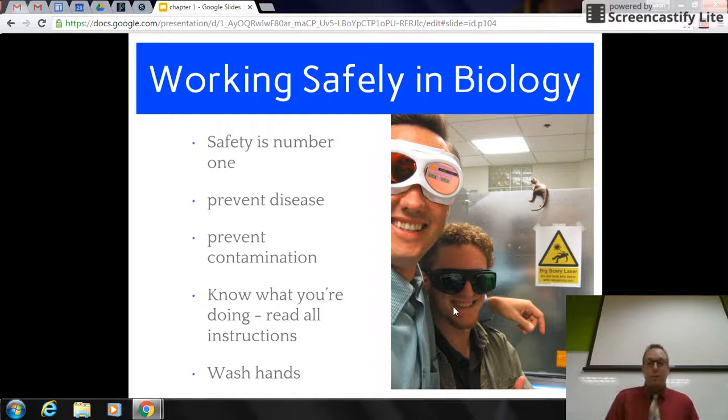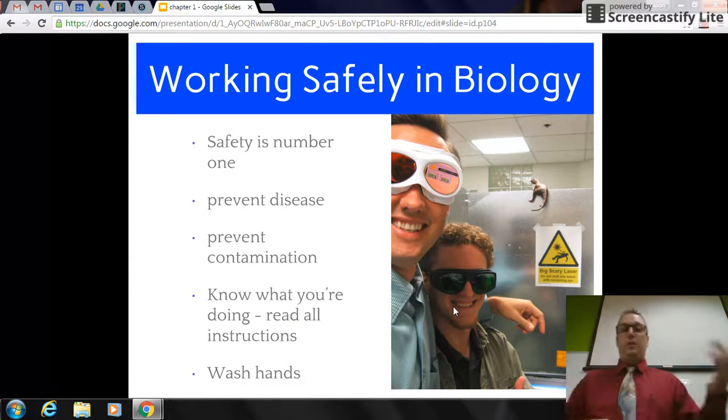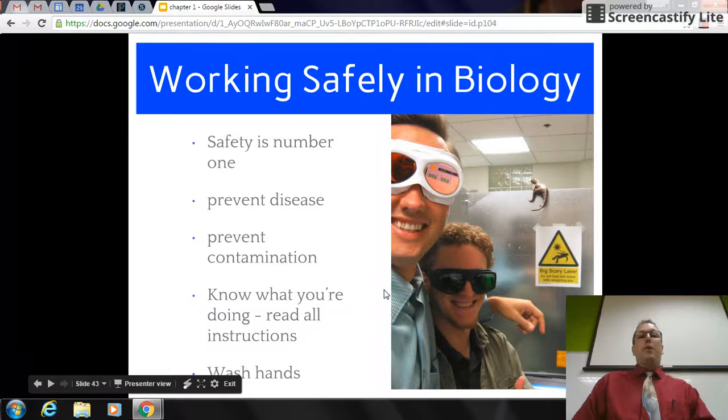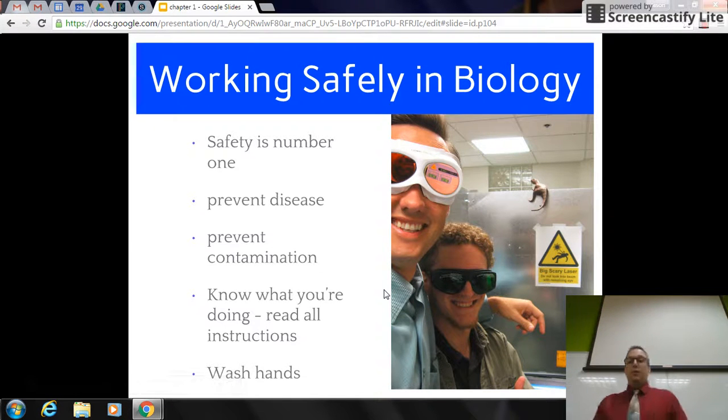Lastly, safety is always very important in a lab. Hey, safety is number one. You want to prevent diseases if you're working in a lab with some kind of microbe. You want to prevent contamination. If I'm trying to tell if somebody has a disease, I don't want to mix their samples up. I don't want to put bacteria into that sample. So I got to keep everything safe and clean.